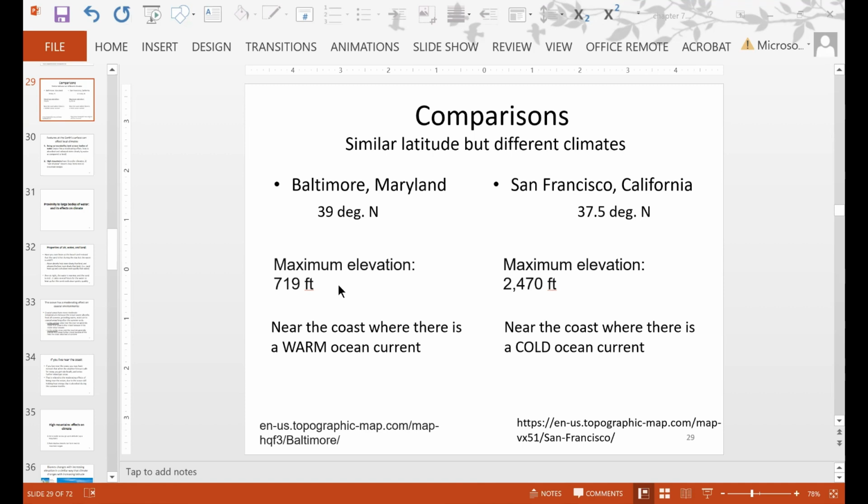So we look at the elevation. Baltimore is about 719 feet at the maximum. So that's pretty low to sea level. It's not a very high mountainous area. San Francisco is almost 2,500 feet as the maximum elevation. And in Baltimore, you're near the coast with a warm ocean current. That's the Gulf Stream we talked about earlier. And San Francisco, you're near a cold ocean current, the California current, which is cold ocean water, which we also discussed earlier. So these factors give you different climates in these two different cities.